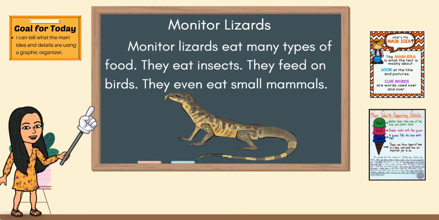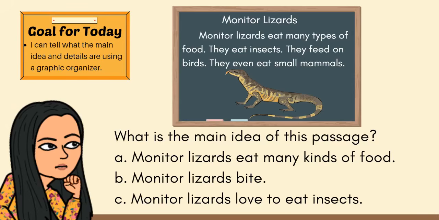I'll read this paragraph. The topic is monitor lizards. Monitor lizards eat many types of food. They eat insects, they feed on birds, they even eat small mammals. I want you to think about what the most important point of the paragraph is. What is the main idea of this passage? Is it A, monitor lizards eat many kinds of food, B, monitor lizards bite, or C, monitor lizards love to eat insects? Pause this video, figure out the main idea, and when you're ready to find out the answer, play this video again.